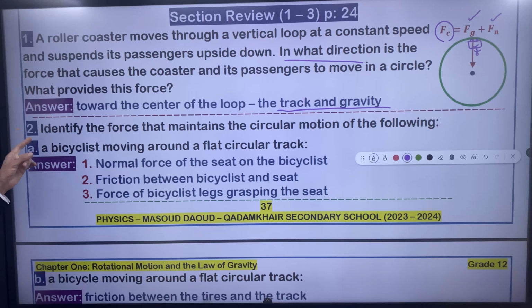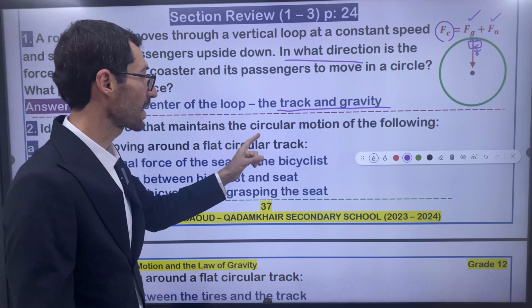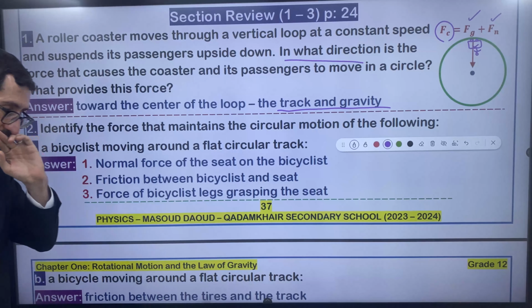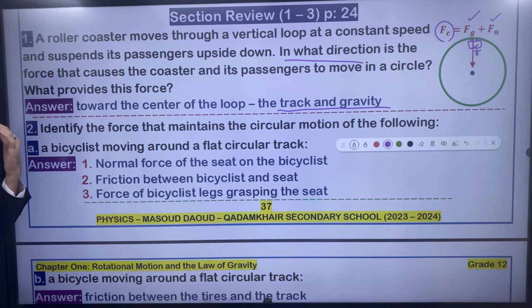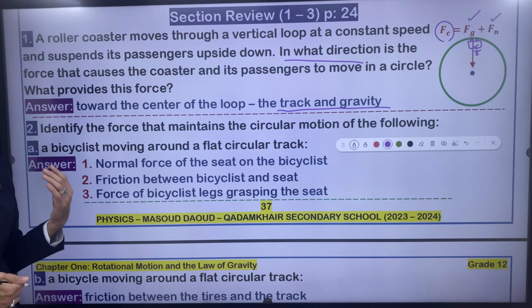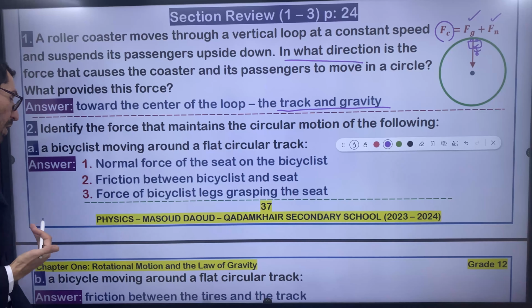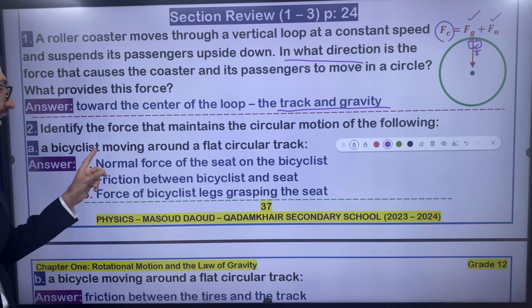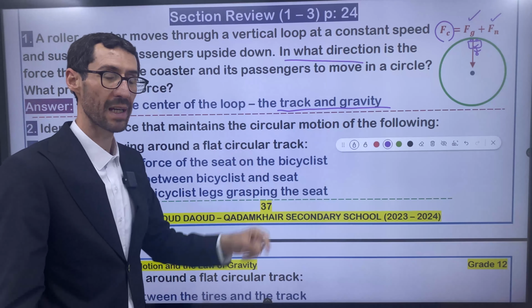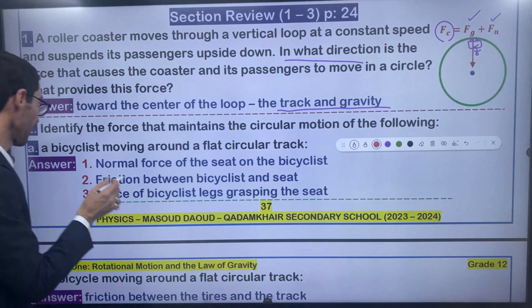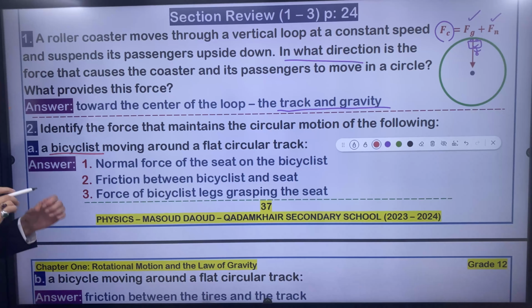Next, question number 2. Identify the force that maintains the circular motion of the following. So I want you to think about the force that maintains circular motion, or simply we can say, determine the centripetal force of these situations. The first one: a bicyclist moving around a flat circular track. Bicyclist, it talks about a person, right? It talks about a person, a bicyclist.